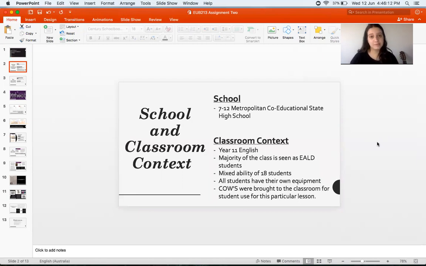The classroom context for the specific lesson that I had was a year 11 English class. Majority of the class was seen as EALD students, with a range of 18 to 20 students within the class at one time. Now with this school in particular, classes ranged from having either 18 kids or 28 kids. It was just whatever you got. But especially with EALD, they tried to minimize the students just so each student could get enough help and support that they could.